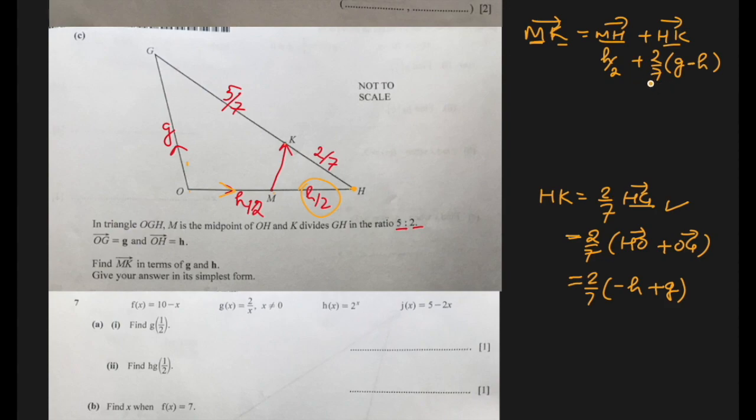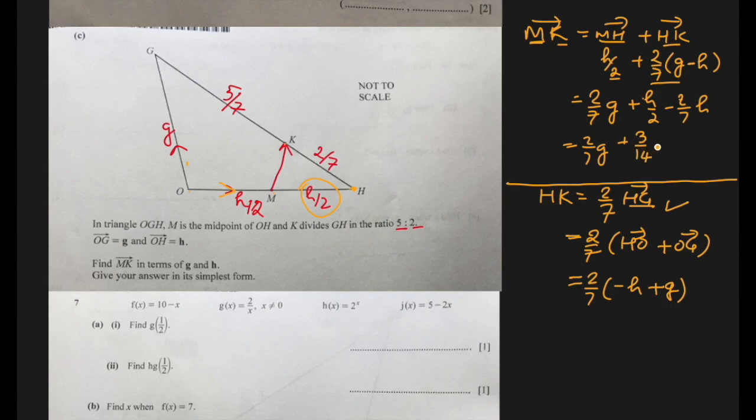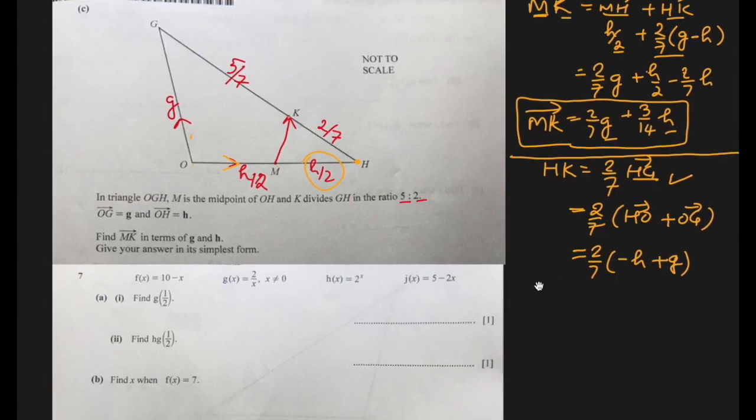All right, now let's open the brackets. 2/7 of G plus H over 2 minus 2/7 of H. And 2/7 of G remains 2/7 of G. Here the LCM is 14, so 7 minus 4, 3. So 3 over 14 H. This is MK in terms of G and H. Done.